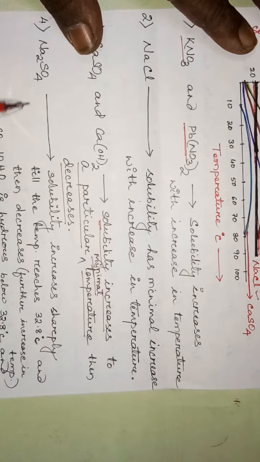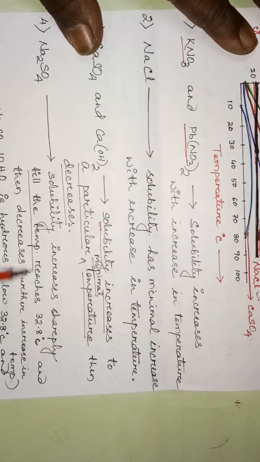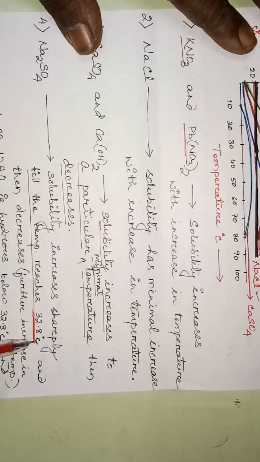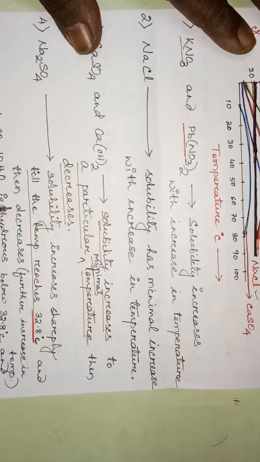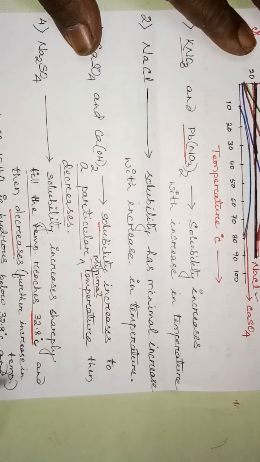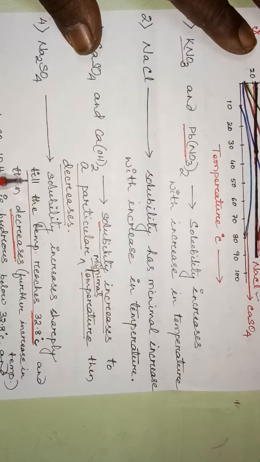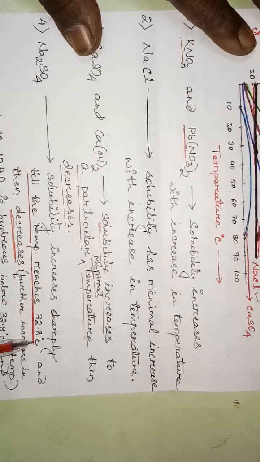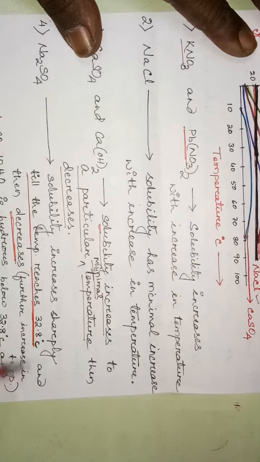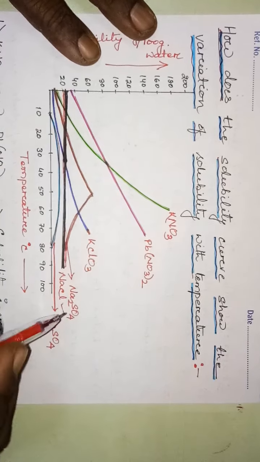It is a very interesting compound. Solubility increases sharply till the temperature reaches 32.8 degrees centigrade and then decreases. Understood? With further increase in temperature, what happens? The solubility decreases. So the solubility increases till the temperature reaches 32.8 degrees centigrade. Then by increasing temperature, the solubility decreases.